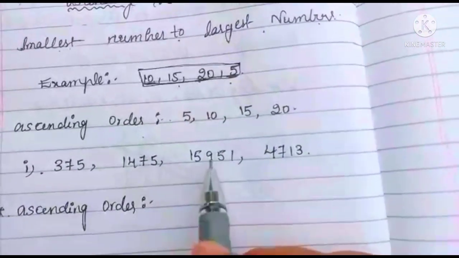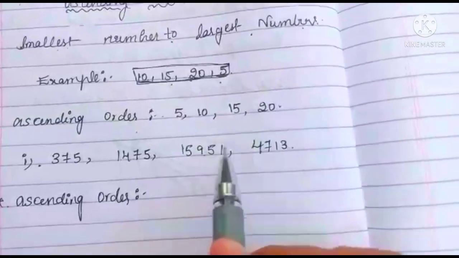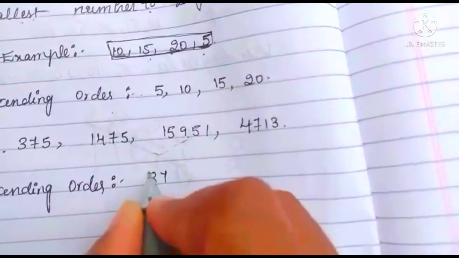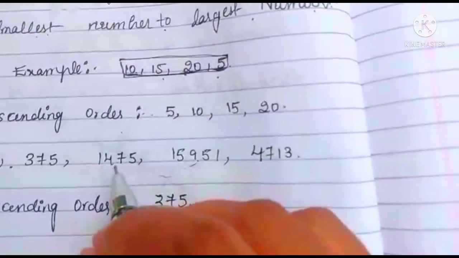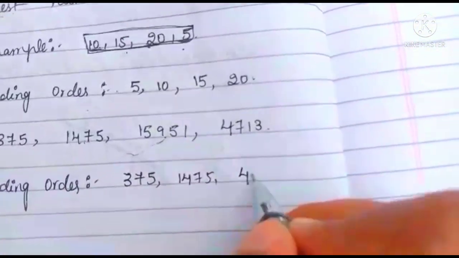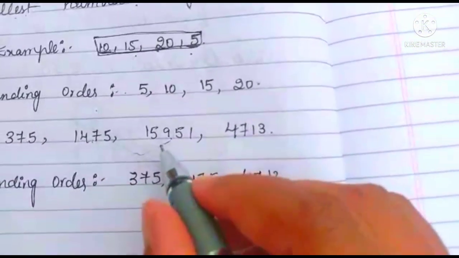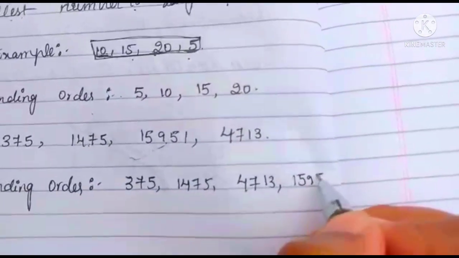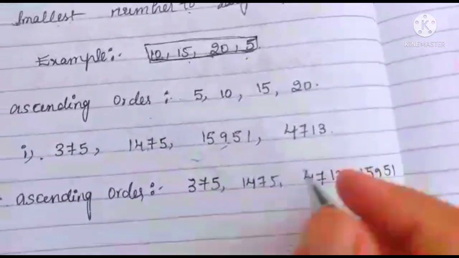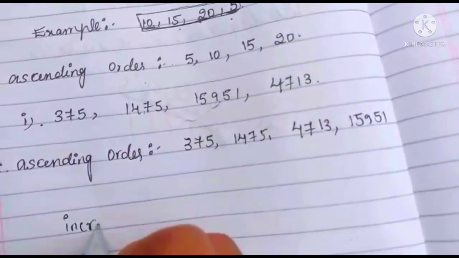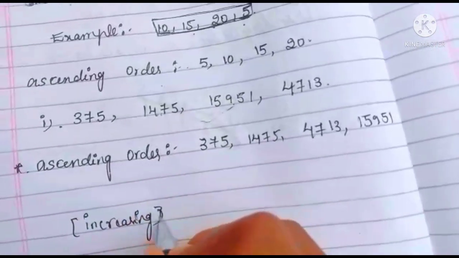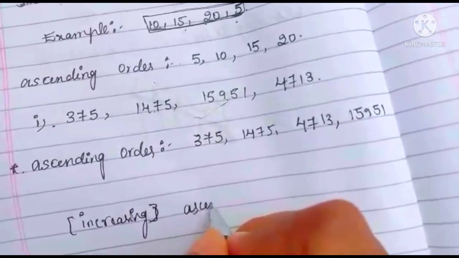The smallest number is 375, next 1475, next 4,713, then 15,951. Okay, do you understand this? Next, you see here increasing order. Increasing is also called ascending order.